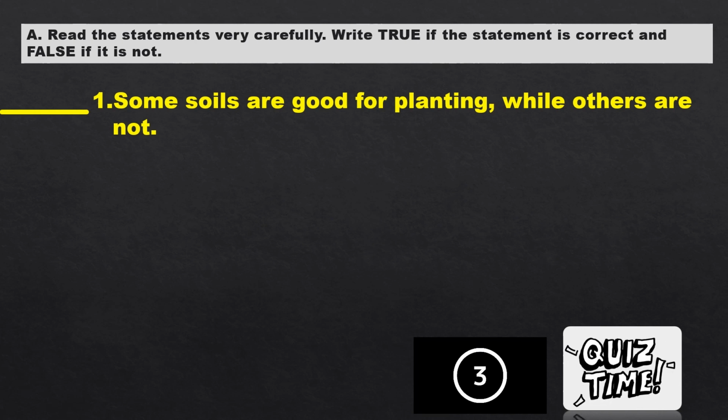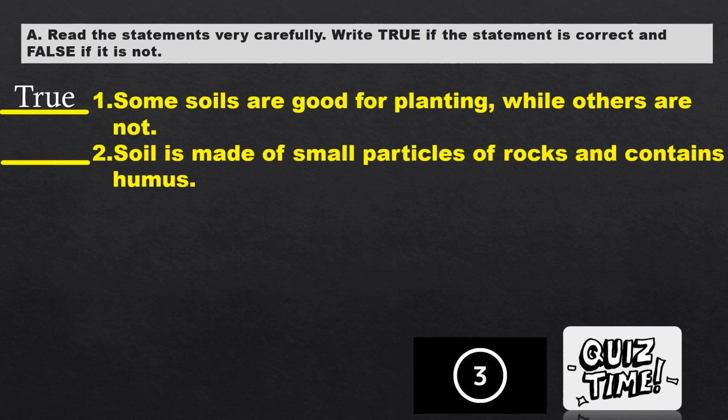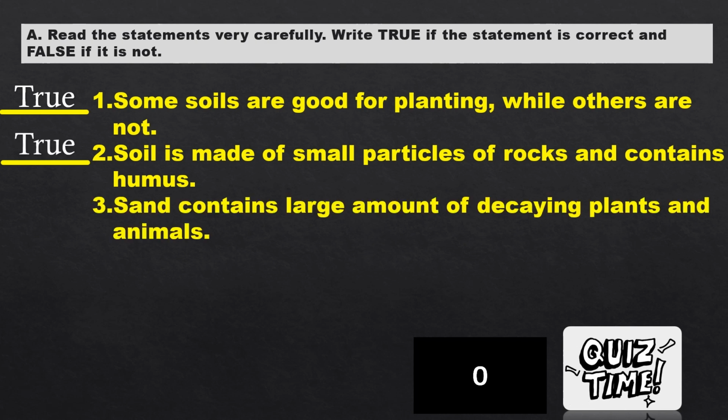Question number 1. Some soils are good for planting while others are not. You're right. The answer is true. Question number 2. Soil is made of small particles of rocks and contains humus. What is your answer? Very good. The answer is true.